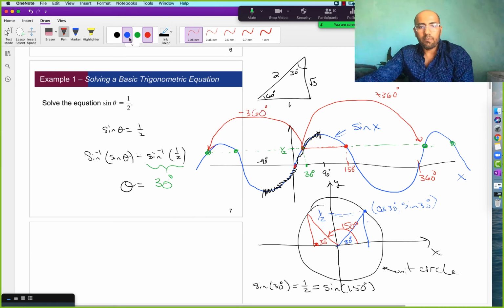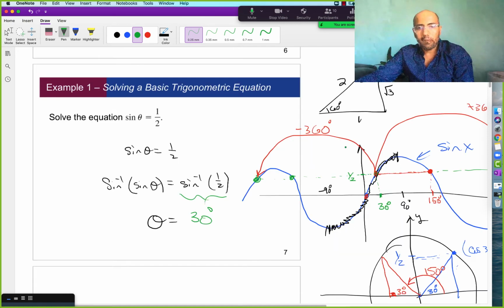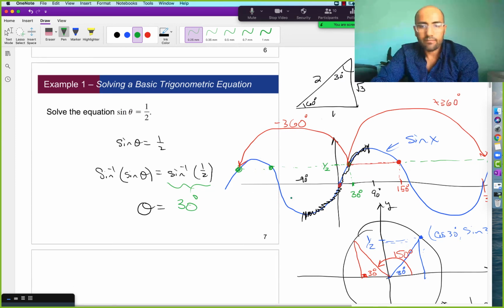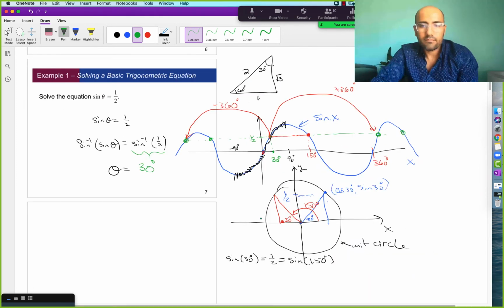Okay. Likewise, the distance from here to here would be minus 360 degrees, and the distance from here to there would be plus 360 degrees.